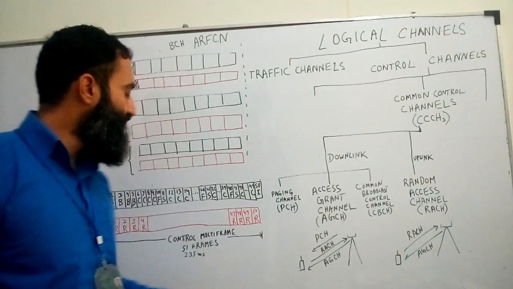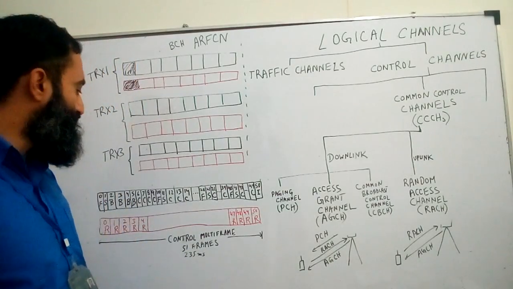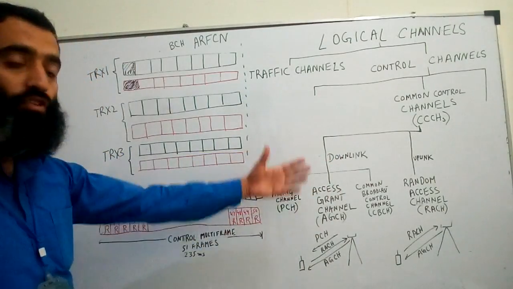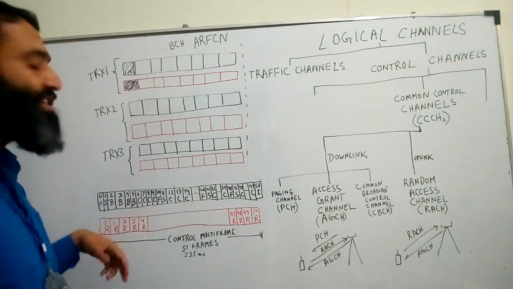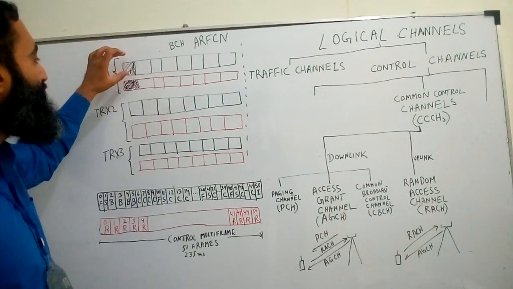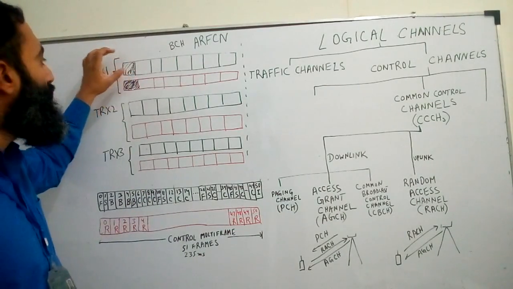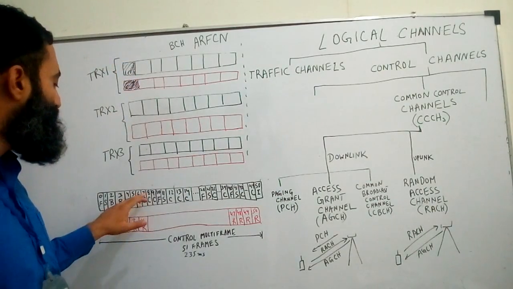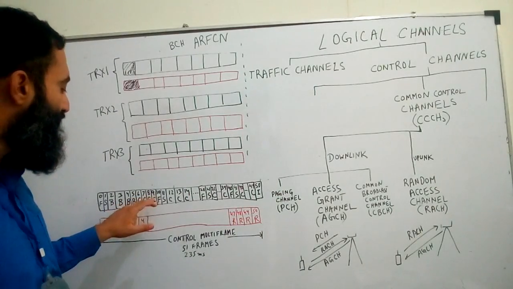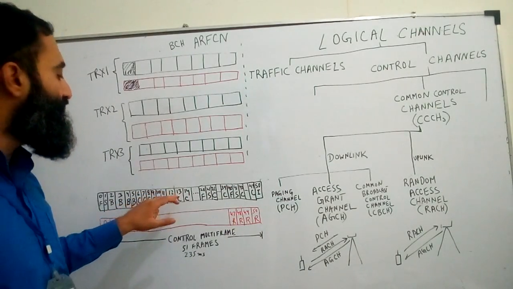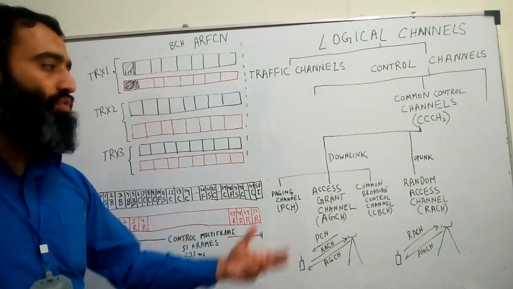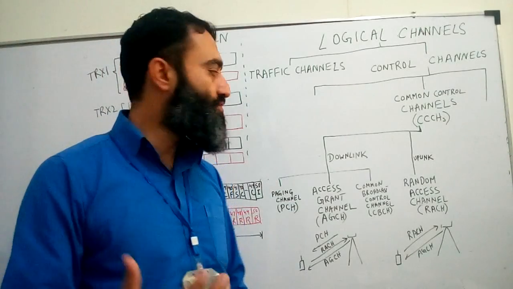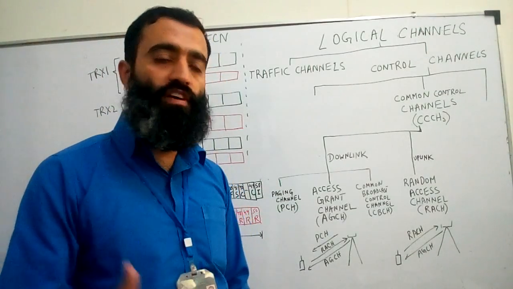And when we see the control multiframe structure, we can see that these three common control channels are mapped on the first time slot of TRX number 1 on frame numbers 7, 8, 9, 10, 13, 14, and so on. So now the question comes: how do these common control channels function?